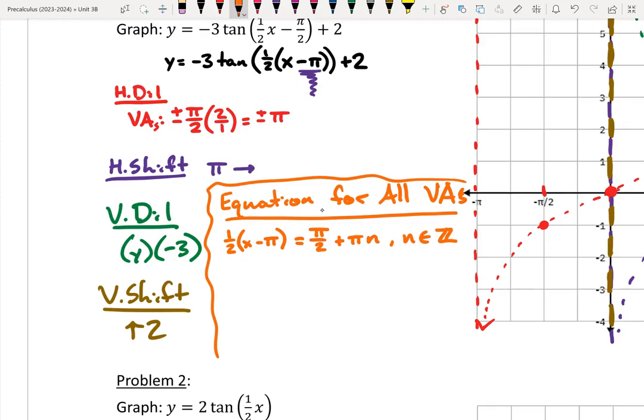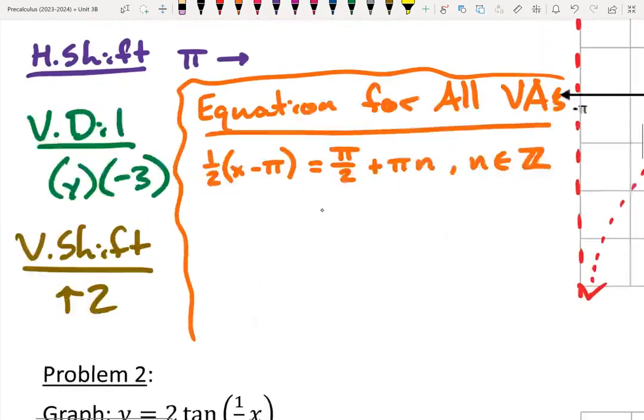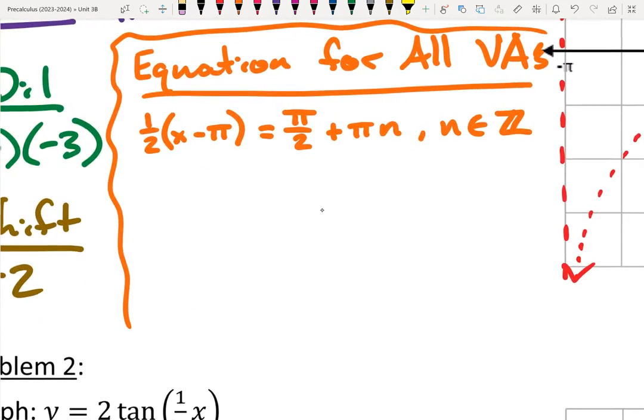And then we're just going to solve for x. And once we have solved for x, that equation is what we want. So let's think about that. How can I solve for x on this equation without distributing? I don't want to distribute because I already factored out. How can I solve for x?